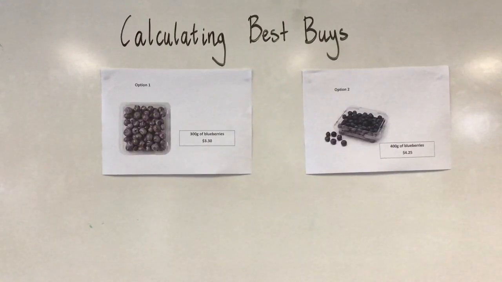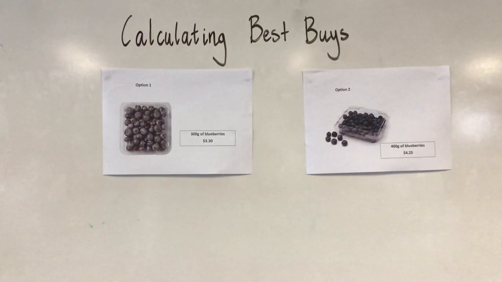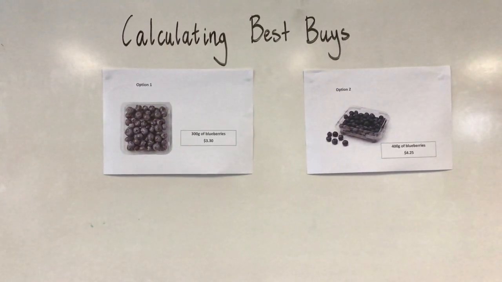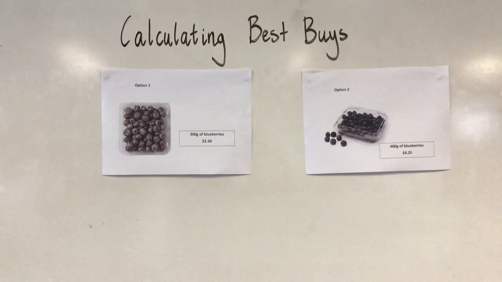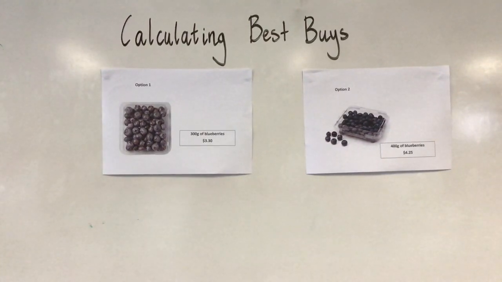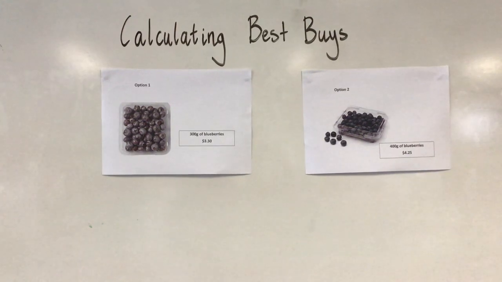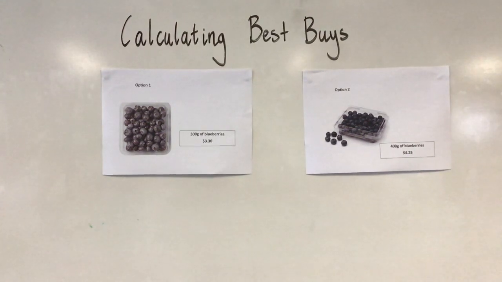Here's our last example. In option 1, you have 300 grams of blueberries for $3.30. In option 2, we have 400 grams of blueberries for $4.25. Which one do you think is the better buy? Once you've figured it out, go and tell your mum or dad that it's cheaper to buy this amount of blueberries.